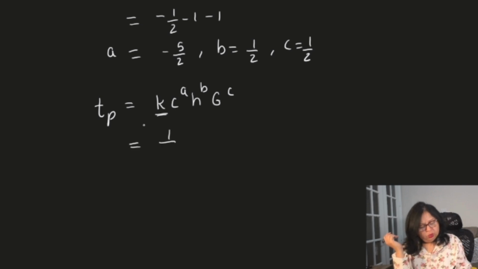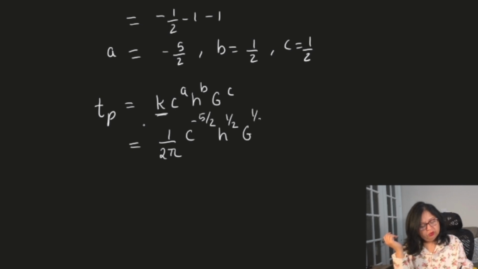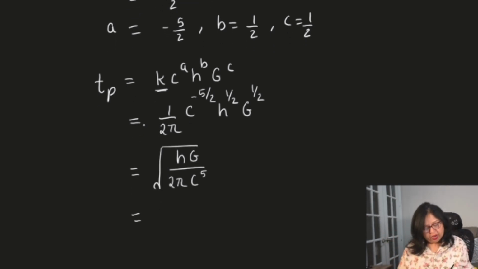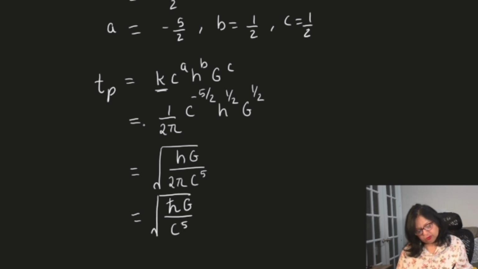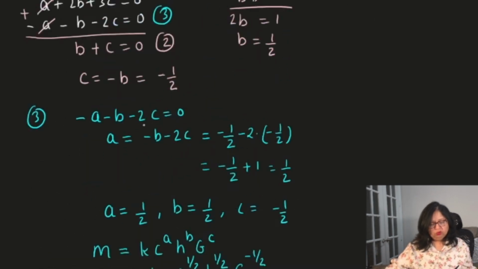k is again equal to 1 over 2 pi times c to the power a. a is minus 5 halves, h to the power b, which is 1 half, g to the power c, c is also 1 half. We can write this as h times g divided by 2 pi times c to the power 5, all under the square root. And by now we know that h over 2 pi is reduced Planck's constant, h bar, times g divided by c to the power 5 under the square root. This is Planck's time. So t is proportional to square root of g.